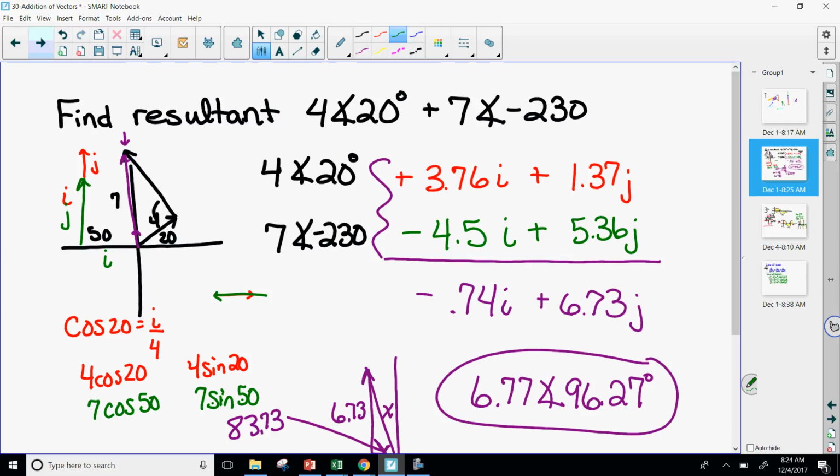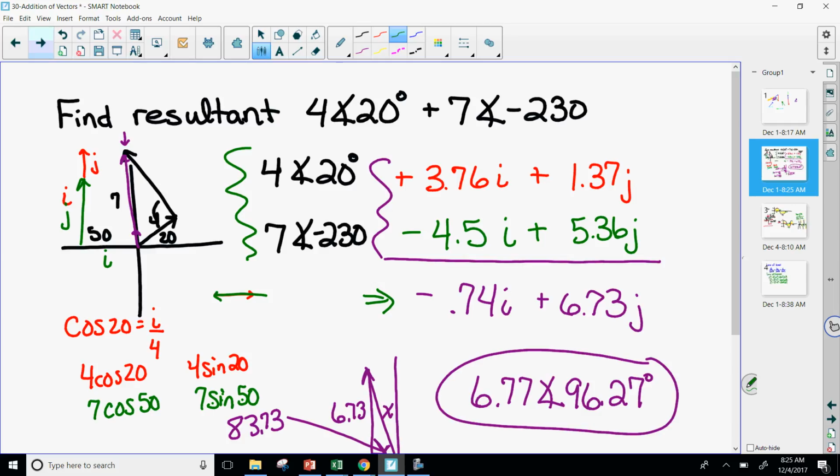So we took my 2 vectors, 4 at an angle measure of 20 degrees and 7 at an angle measure of negative 230 degrees, and we converted those into the rectangular coordinate system. When we found the i and j values, we added those together, and we took that answer of negative 0.74 i plus 6.73 j, and we went back and converted that back into polar format and came up with our resultant.